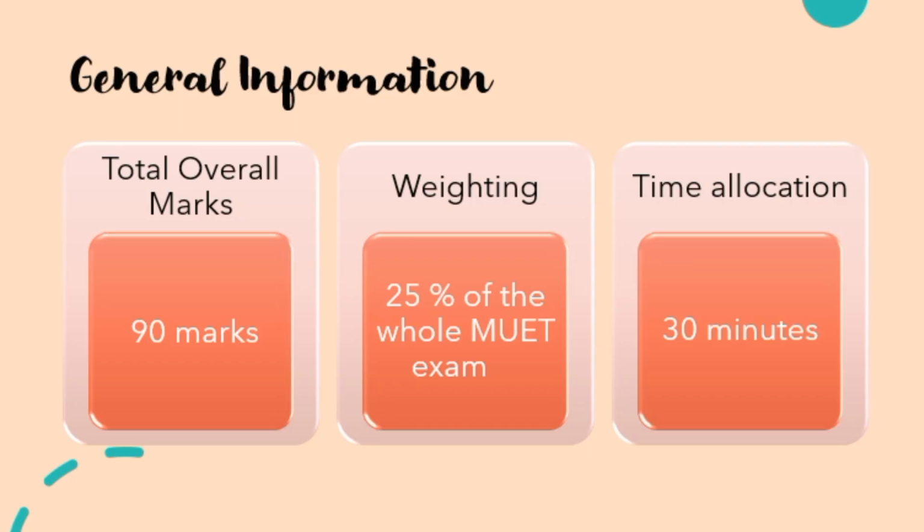So this is the general information that you would need to know about the MUET Speaking test. The overall marks for the MUET Speaking paper is 90 marks. And the weighting of the paper is 25% of the whole of the MUET examination. This is the same percentage allocated for the other papers, namely the listening, reading, and writing paper.